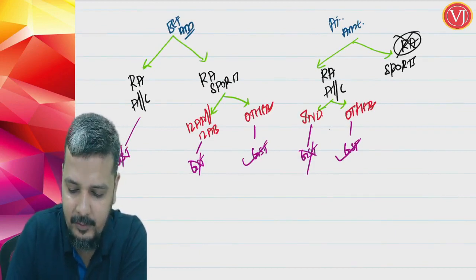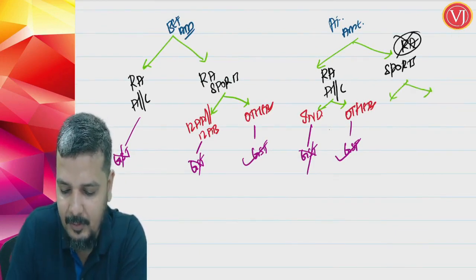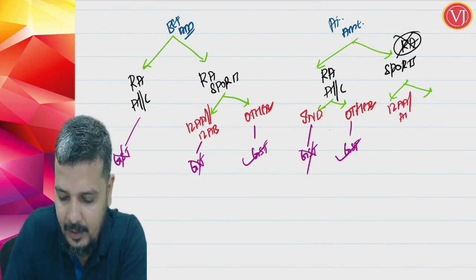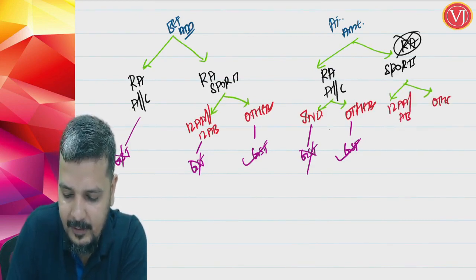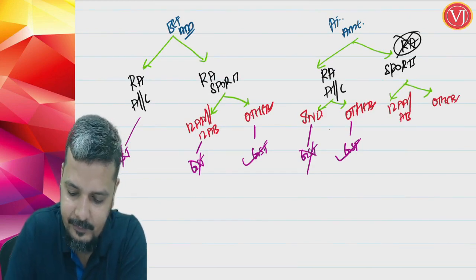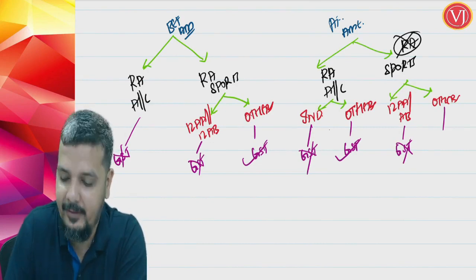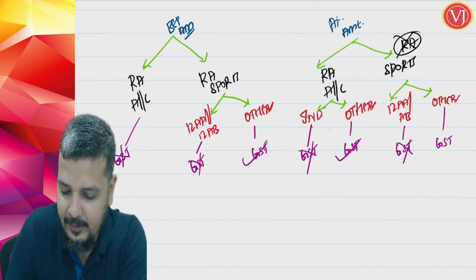If it is sports, there is not much change. Same thing. You have to ask whether it is by a 12AA or 12AB entity, or whether it is by others. So it still remains the same. If it is by a 12AA or 12AB entity, it is exempt. If it is by others, it is taxable.